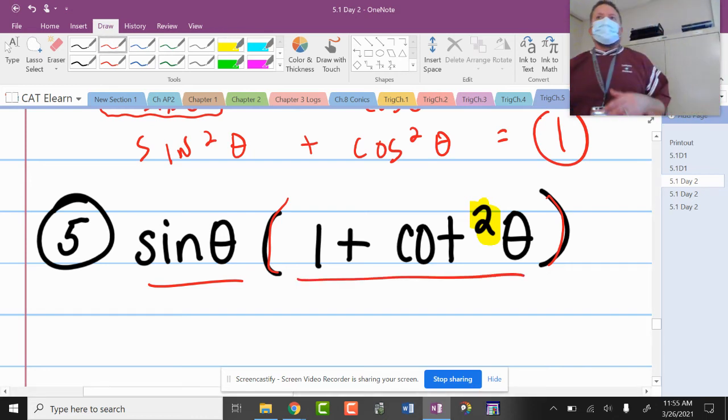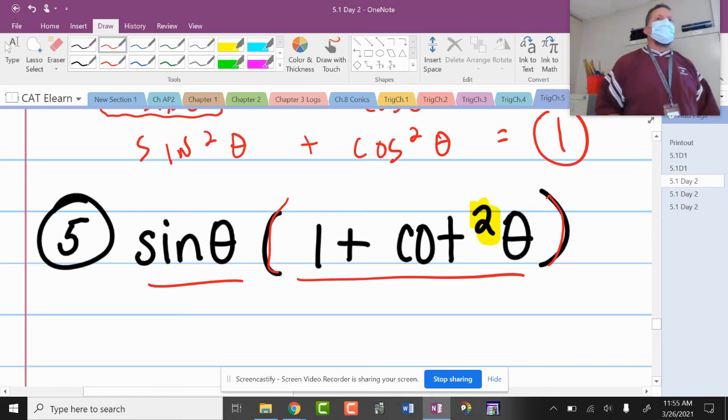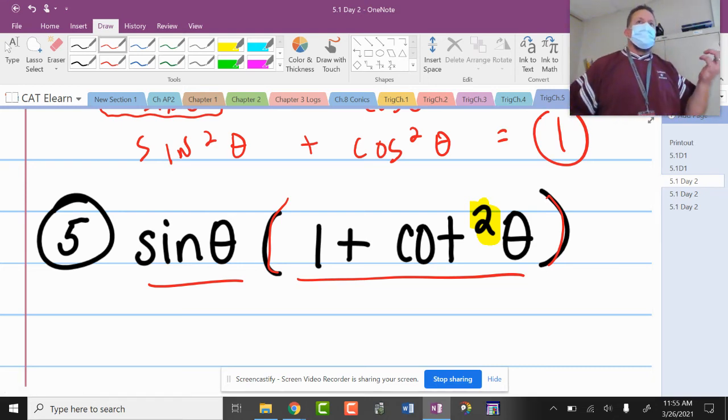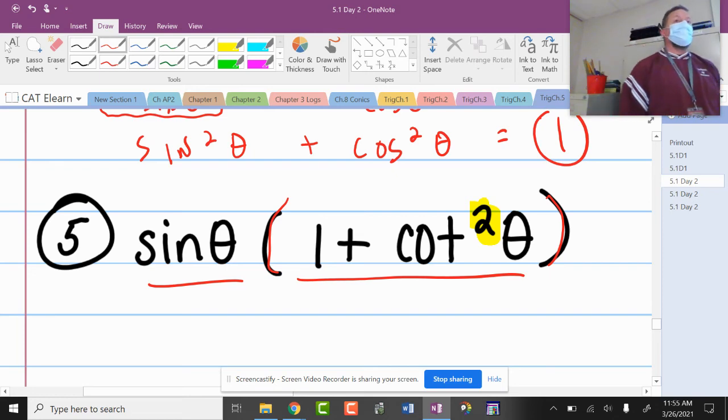Whenever you see a squared, we should look for this identity. PYT, pretty young thing. What's PYT? Which kind of theorem? Pythagorean theorem. What's 1 plus cotangent squared? Think about it.